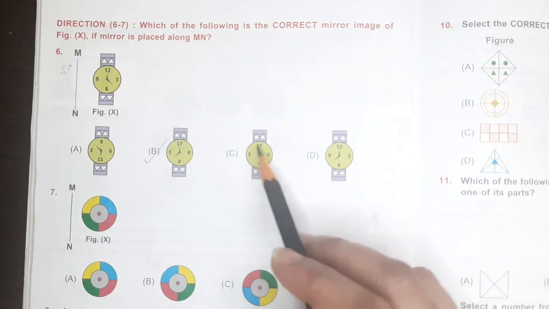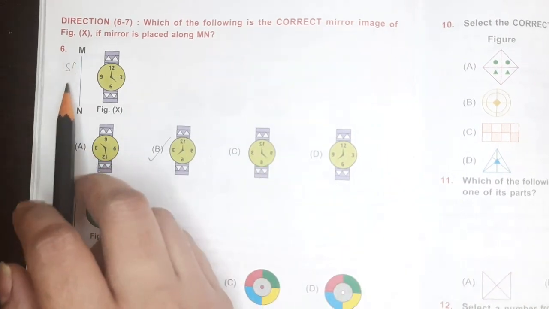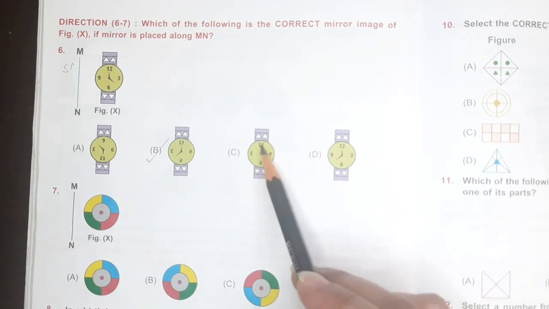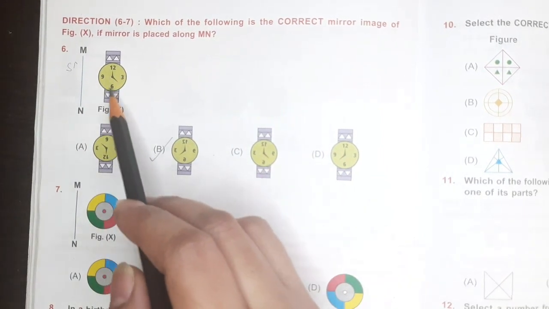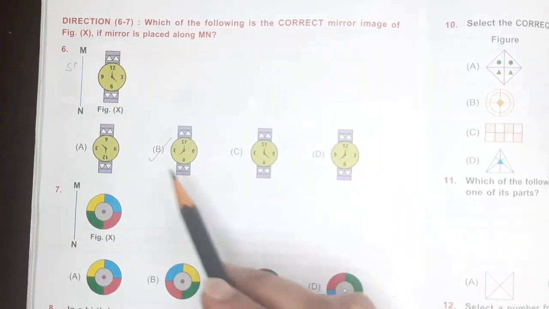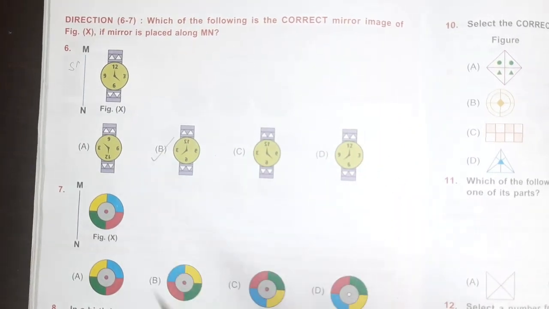And if you look at this one, if I keep it here, ठीक है, बाकी सब मिरर है लेकिन हैंड्स भी तो होने चाहिए. So that is missing. And ये तो as is है, तो ये तो हो भी नहीं सकता. So that's why option B is the answer.